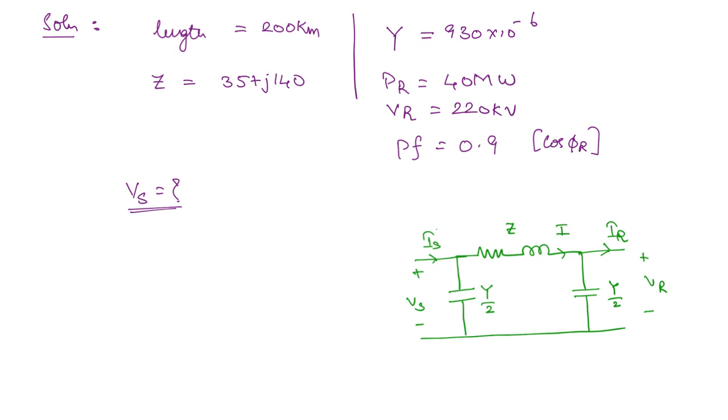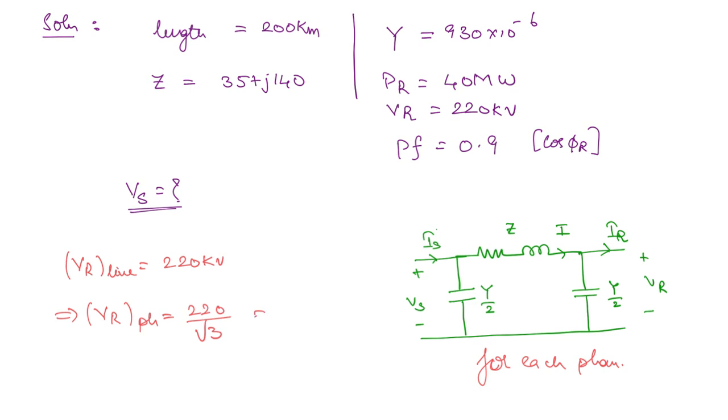One more thing that you need to remember here is the model when we draw, this is for each phase, right? So the first step that you should do is you have to take the phase values. Whenever voltage is given, it is the line value, right? So we have to first find out what is the phase value. So VR line is given as 220 kilovolt. So from here you will find out the phase voltage as 220 by root 3. So this is going to be 127.02 kilovolt.